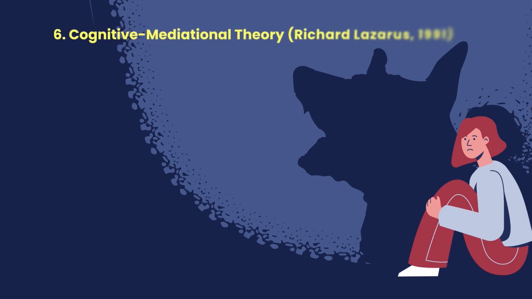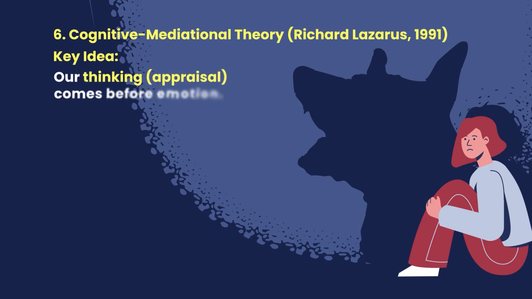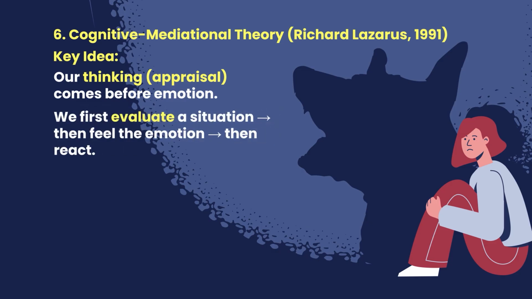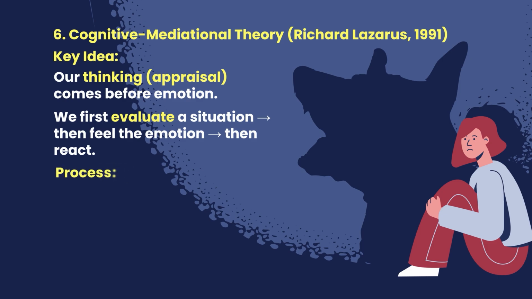One very common theory is the cognitive mediational theory, given by Lazarus in 1991. The cognitive mediational theory says that our thinking appraisal comes before emotions. How we appraise a situation determines the emotions we experience. According to this theory, we first evaluate a situation, then we feel the emotion, then we react. So it is a three-step process: first we evaluate the situation, then we feel the emotion, and accordingly we react.